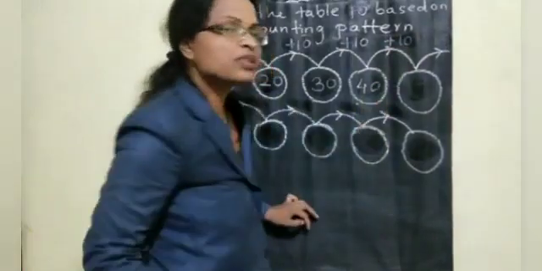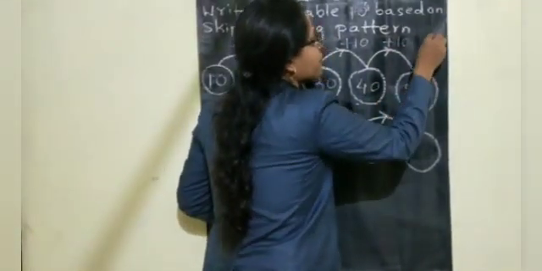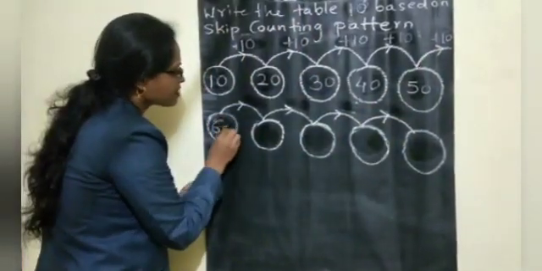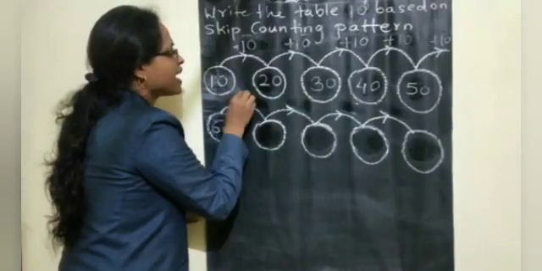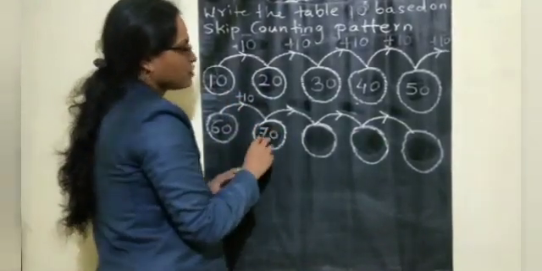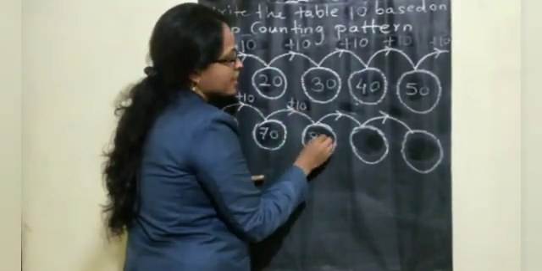40 plus 10, how much children will you get? 50. Then for 50 again, add plus 10. You will get the next number, that is 60. For 60, again you add plus 10. You will get the answer here, 70. For the 70, again you add plus 10. You will get the answer here, 80.